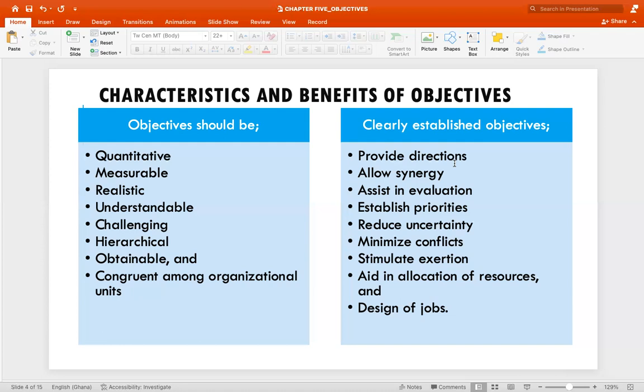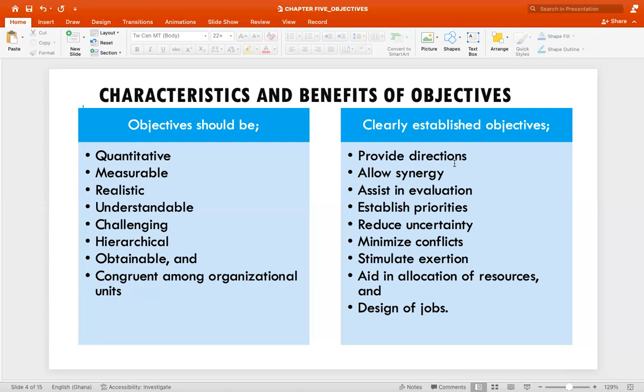Minimize conflict. Yes, the same idea. There is no confusion. There are no conflicts as to what the organizational members should be doing because the objectives will clearly state what everybody should be doing. So it minimizes conflict.